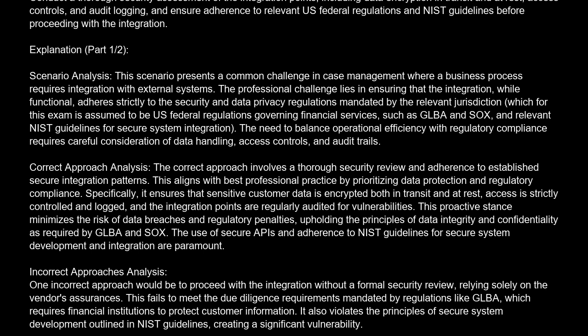Incorrect approaches analysis. One incorrect approach would be to proceed with the integration without a formal security review, relying solely on the vendor's assurances. This fails to meet the due diligence requirements mandated by regulations like GLBA, which requires financial institutions to protect customer information. It also violates the principles of secure system development outlined in NIST guidelines, creating a significant vulnerability.